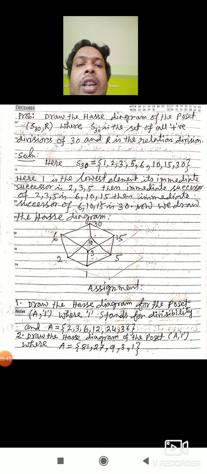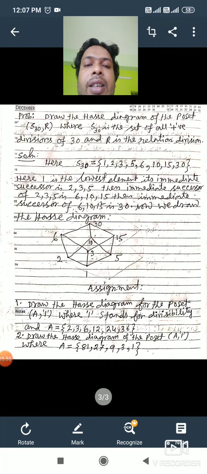Now 6, 10, 15 are the immediate successors of 2, 3, 5. Therefore, we draw 6, 10 and 15. And 30 is the immediate successor of 6, 10 and 15. Now we draw 30 from 6, 10 and 15. Finally, we draw the Hasse diagram.